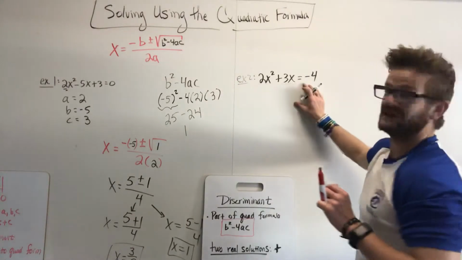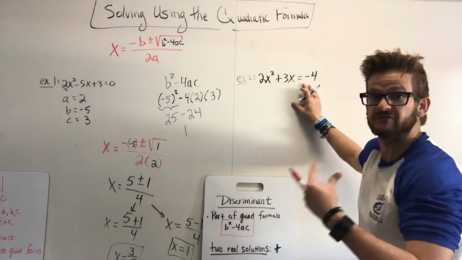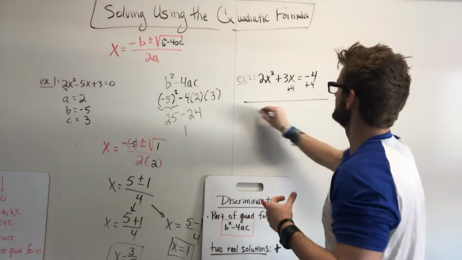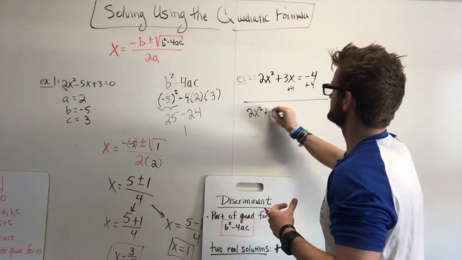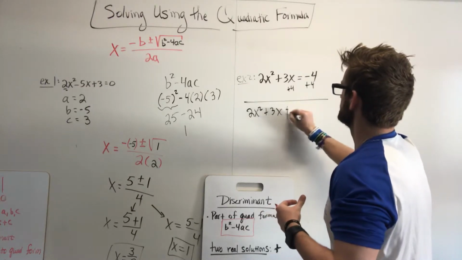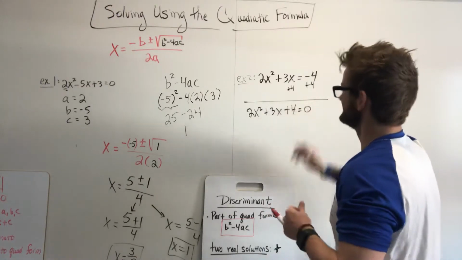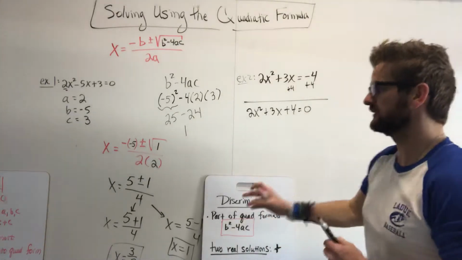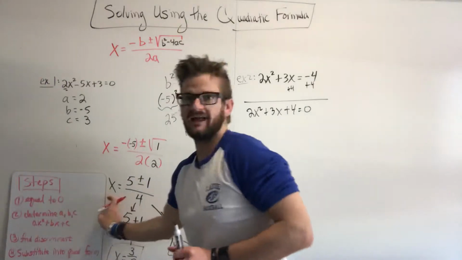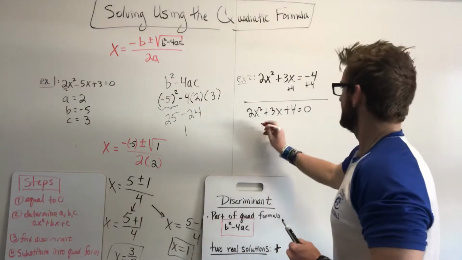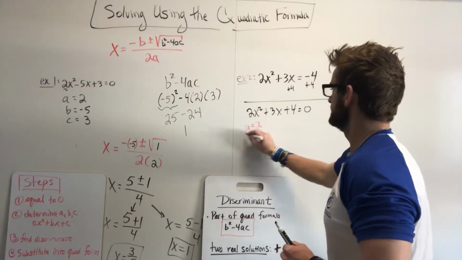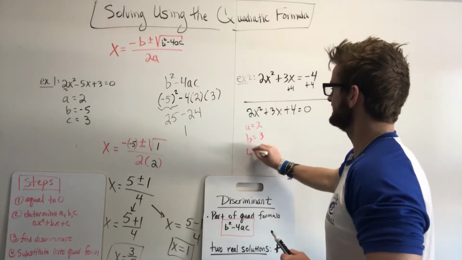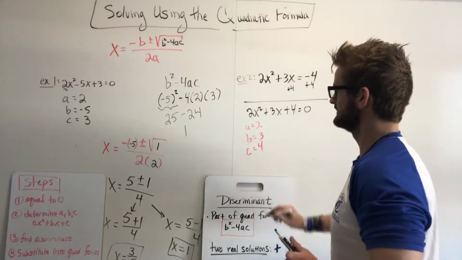This example is not equal to 0, so we need to do some operations so that it is. That would be adding 4 to both sides. So we have 2x squared plus 3x plus 4 is equal to 0. That's step 1. Step 2 is to determine what a, b, and c are. So a is 2, b is the number on the x, which is 3, and c is the constant, 4.